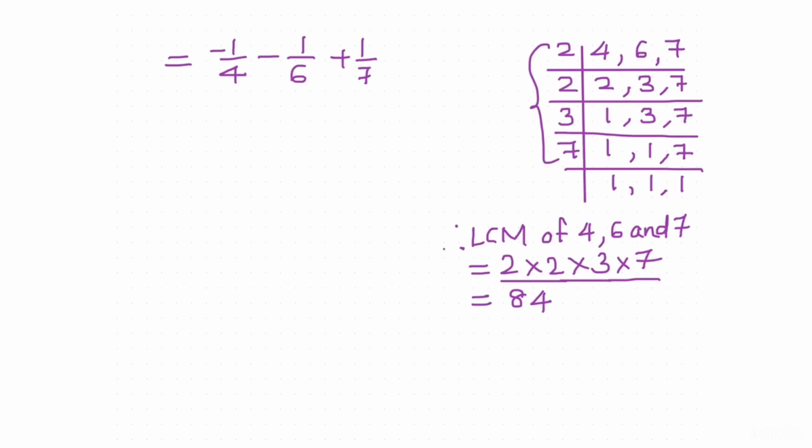Now we will multiply each denominator by a suitable number so that the product obtained is equal to the LCM. So 4 times 21 gives 84. We will multiply even with the numerator. And now 6 times 14 gives 84. We will multiply 14 with the numerator also. And then 7 times 12 gives 84. We will multiply with the numerator also 12.